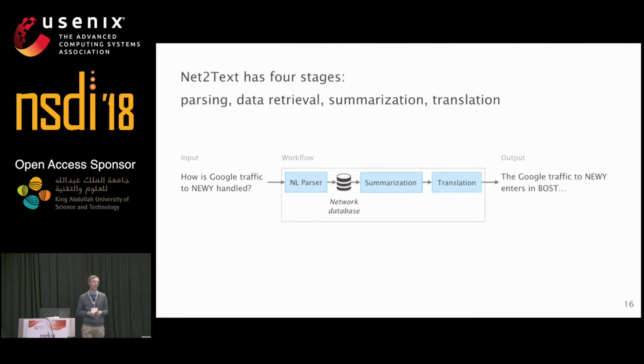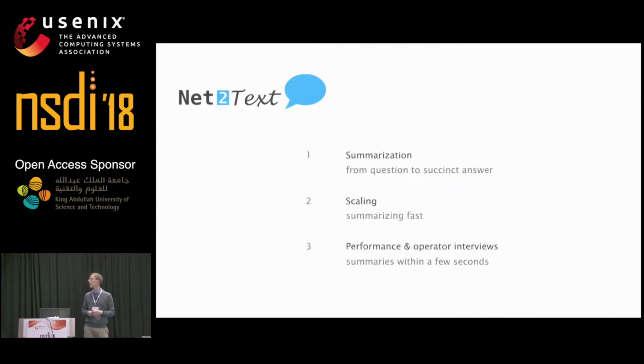As you can imagine, the key ingredient in this pipeline is the summarization, where we go from a lot of data to a few high-level insights, where we identify some aggregates of data which are important and interesting. So in the following, let's first look at how we phrase this summarization problem. Then we look at two optimizations to make the summarization problem actually scale. And in the end, we'll look at the performance of Net2Text and what some operators thought about it. So let's start with the summarization.